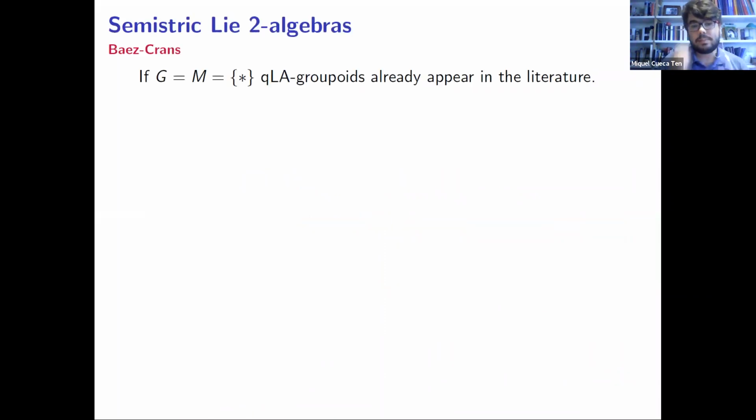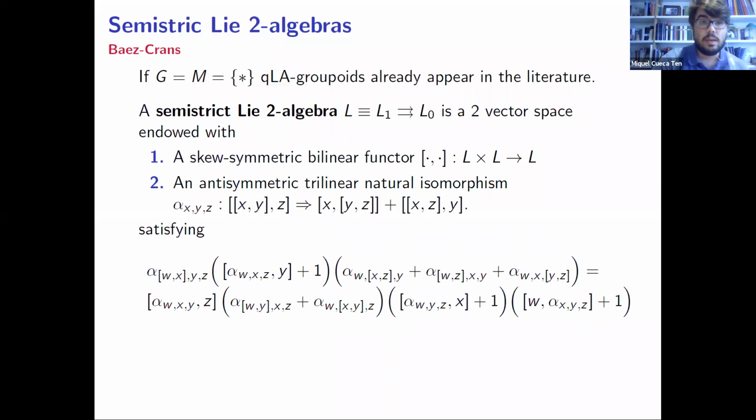Okay. So the point is that this definition of quasi-LA groupoid appears previously in the literature in the case where G is equal to M and both are equal to a point. And this is the notion of a semi-strict Lie 2-algebra given by John Baez and Alissa Crans. So what is a semi-strict Lie 2-algebra? A semi-strict Lie 2-algebra is a 2-vector space. So it's just a Lie groupoid where this L1 and L2 are vector spaces and everything here is linear maps, endowed with a bracket that is a skew-symmetric bilinear functor and an antisymmetric trilinear natural isomorphism that controls the failure of the bracket to satisfy the Jacobi identity.